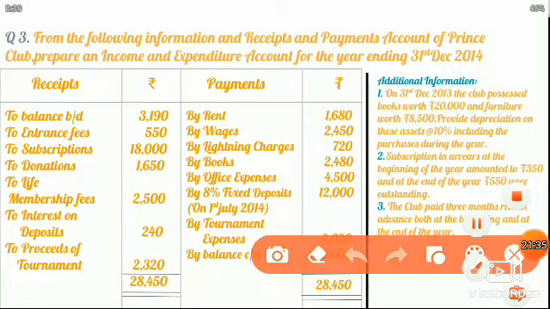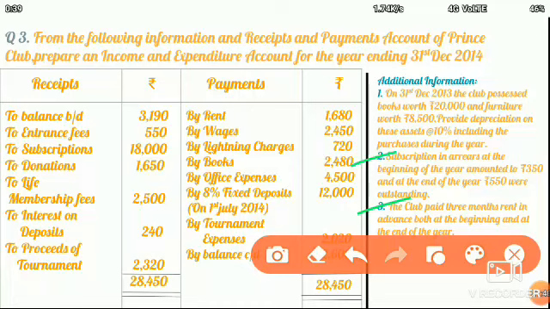Next, the next item for adjustment is depreciation. So depreciation we have to provide on books. The opening value of books is 20,000 rupees. There is no sale of books, so we have to provide for 12 months on 20,000 at the rate of 10% on the opening value of books, as well as on the books which were purchased in the current year, that is on 2,480. The date of purchase is not given. We assume that the books are purchased at the beginning of the year, so it will also be provided for 12 months, for the entire year.